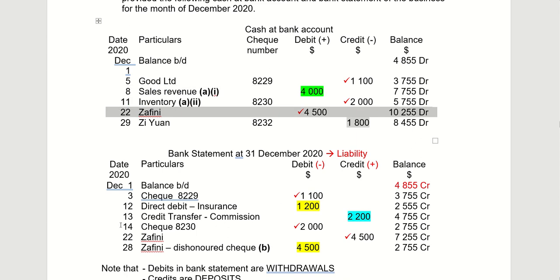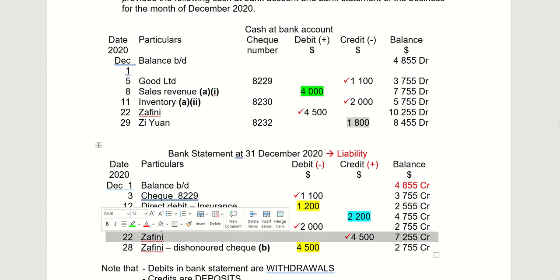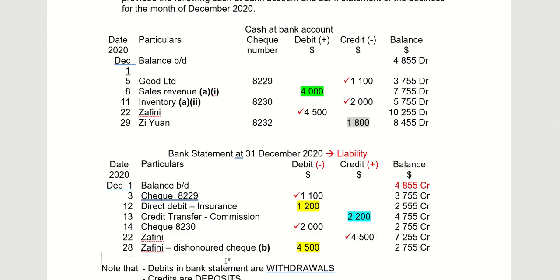Look, on the 22nd of December, you have received some money from Zafini. Then you deposited this amount into the cash at bank account via a check. All right, and the problem is that on the 28th, we actually have that Zafini has a dishonored check. What does this mean? Originally, Zafini had money to pay you, so he or she gave you a check which you put into the bank account.